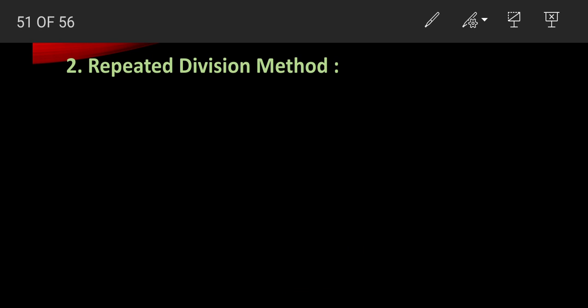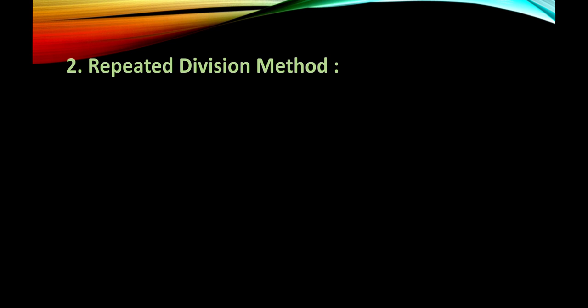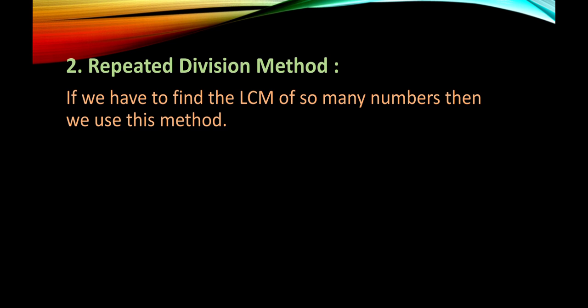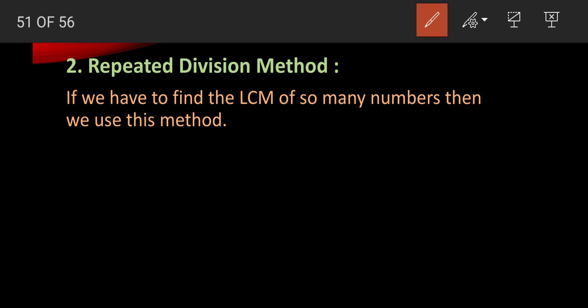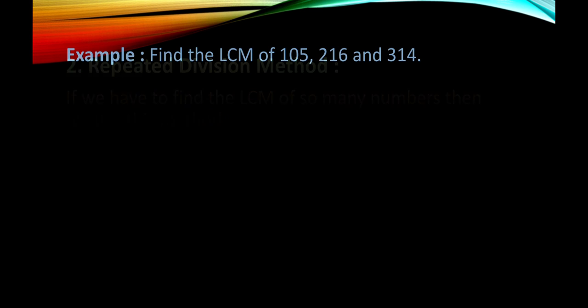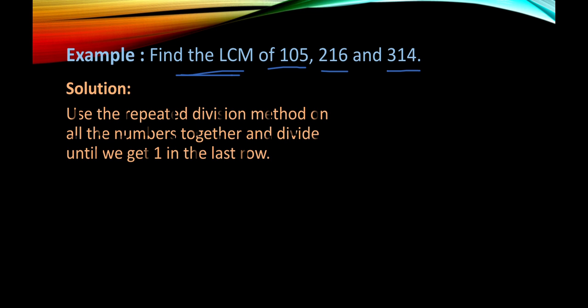The second one is the repeated division method. If we have to find the LCM of many numbers, then we use this method. To find the LCM of more than 3 numbers, we use repeated division. So here is an example. Here we have 3 numbers, that is 105, 216 and 314. We have to find the LCM of these 3 numbers.